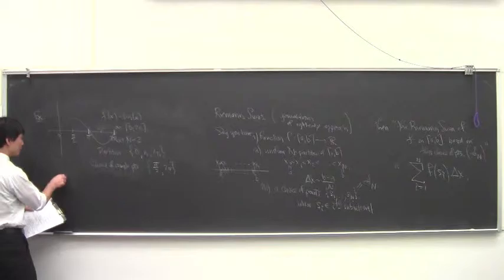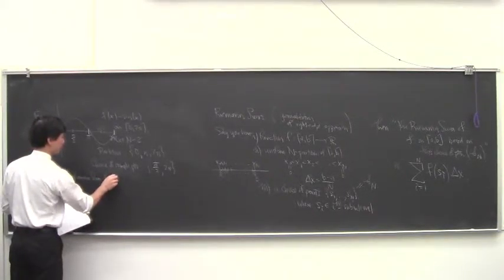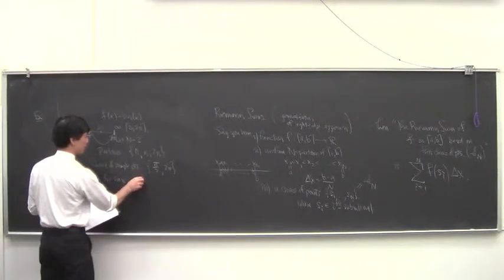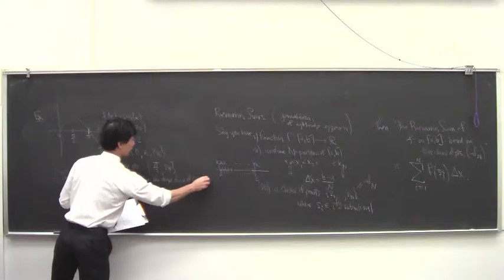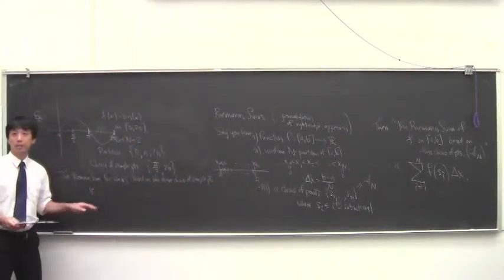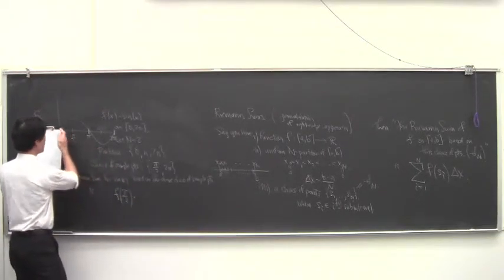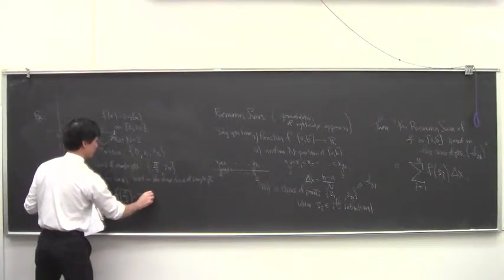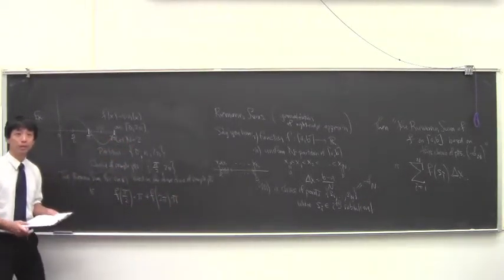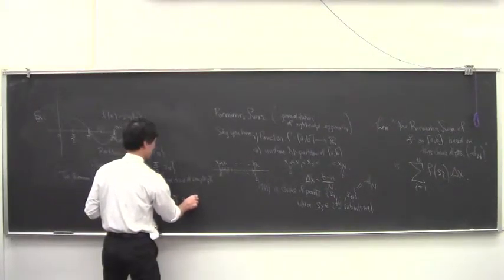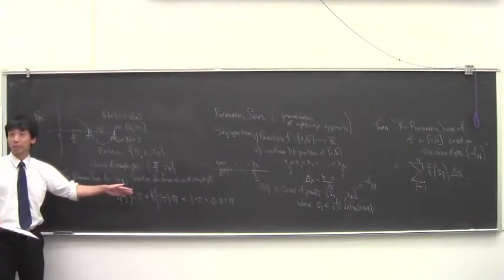Then the Riemann sum for sine x, based on the above choice of sample points, is just going to be the function evaluated at pi over 2 times the width of the interval, plus the function evaluated at the next sample point times the width of the interval. So in this case you get 1 times pi plus 0 times pi. So you get pi. This thing here is a Riemann sum.